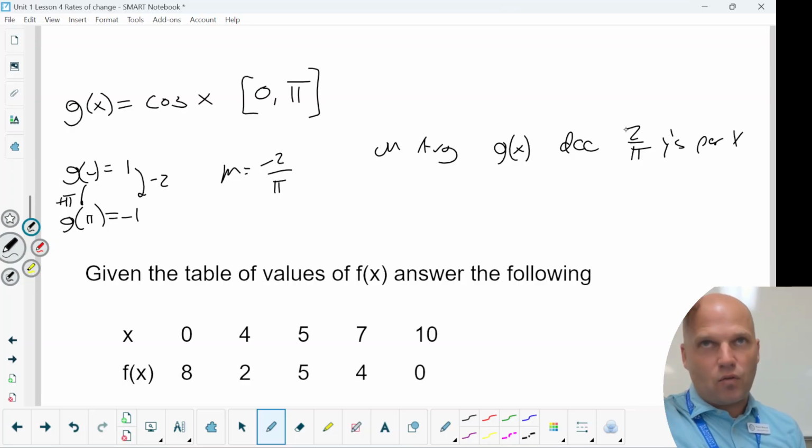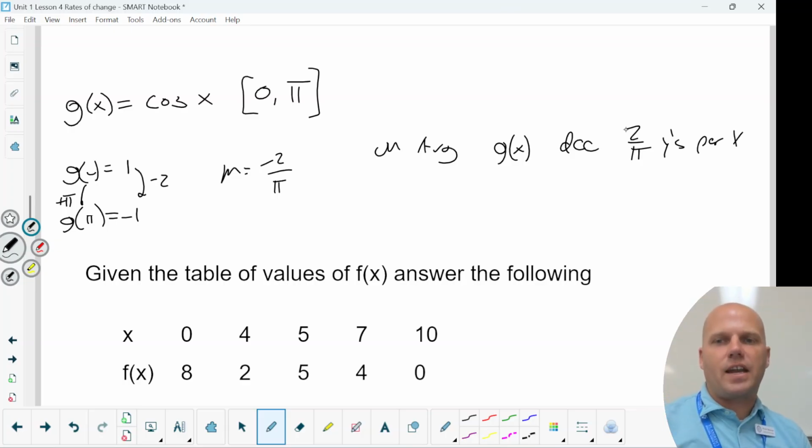2 over pi, that's like 2 over 3. It's like 2/3. Think of that as like 0.666. Don't be worried about this 2 over pi being a weird number. And this is over the interval 0 to pi.